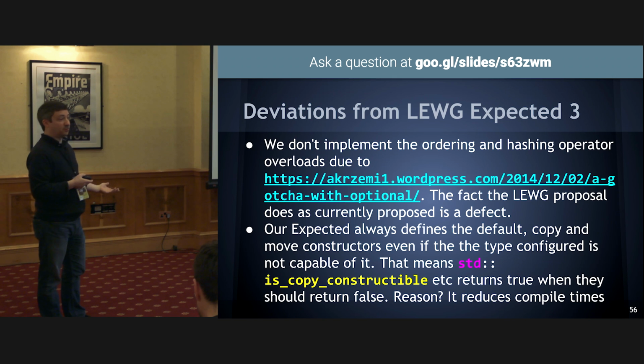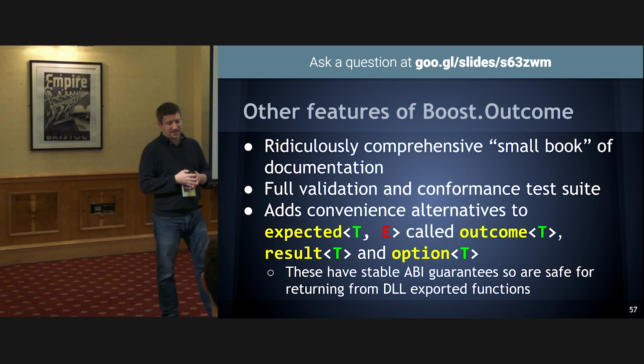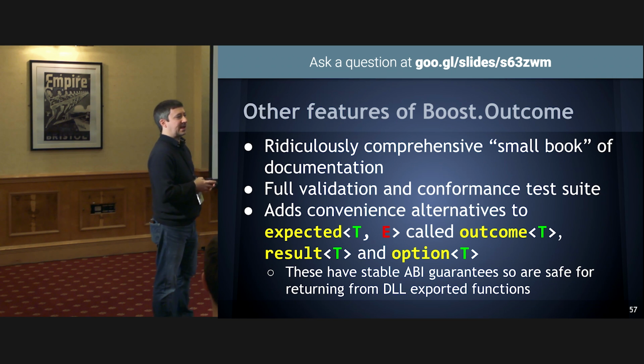If Boost Peer Review really cares about that, I can turn it back on again. I personally think just use the member variables. There's other features. The documentation was written using the help of Reddit.